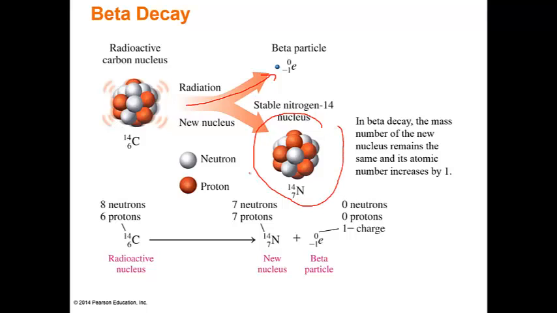So if we look at this, since we gained a proton, the atomic number goes up by 1, and it looks like nitrogen now, okay? So here is our start. Here's our radioactive radiation taking place. Beta particle comes off. New atomic number, same atomic mass, okay?